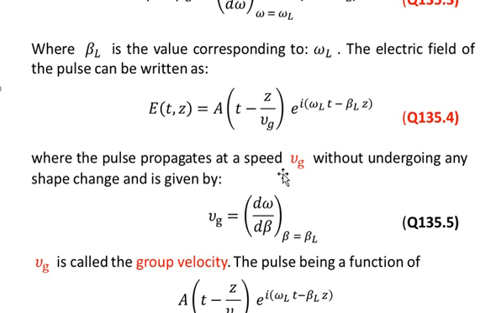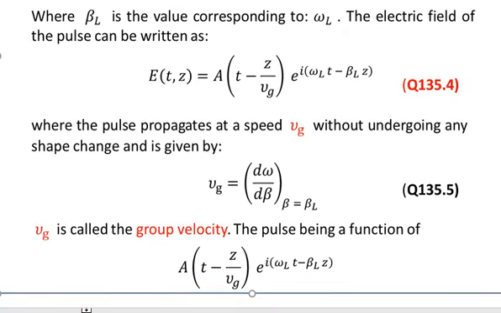where the pulse propagates at a speed Vg, where Vg is the group velocity, without undergoing any shape change, and is given by: the value of the group velocity is equal to d omega over d beta, evaluated at beta equal to beta L. Vg is called the group velocity. Now you see that we have written the pulse in this form, where the amplitude A is a function of T minus Z over Vg, and then this is the traveling phase factor e to the power iota omega L times T minus beta L times Z.